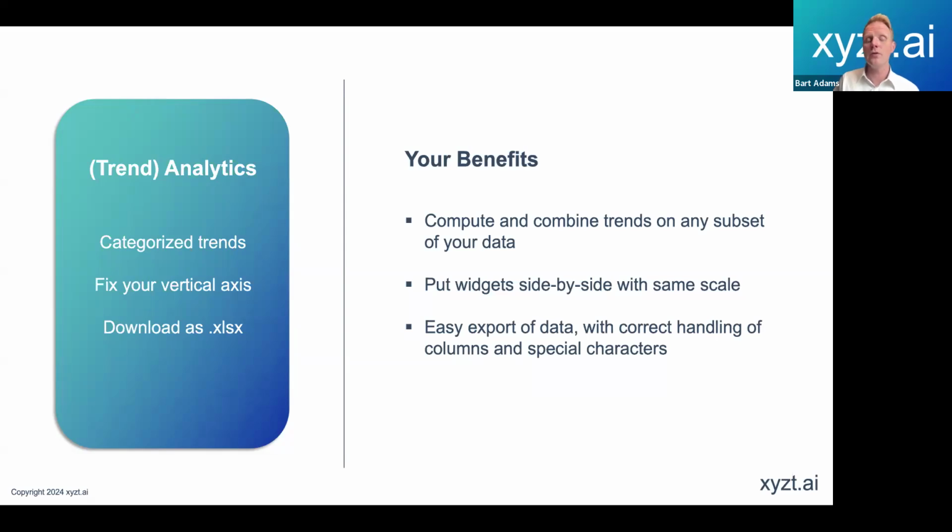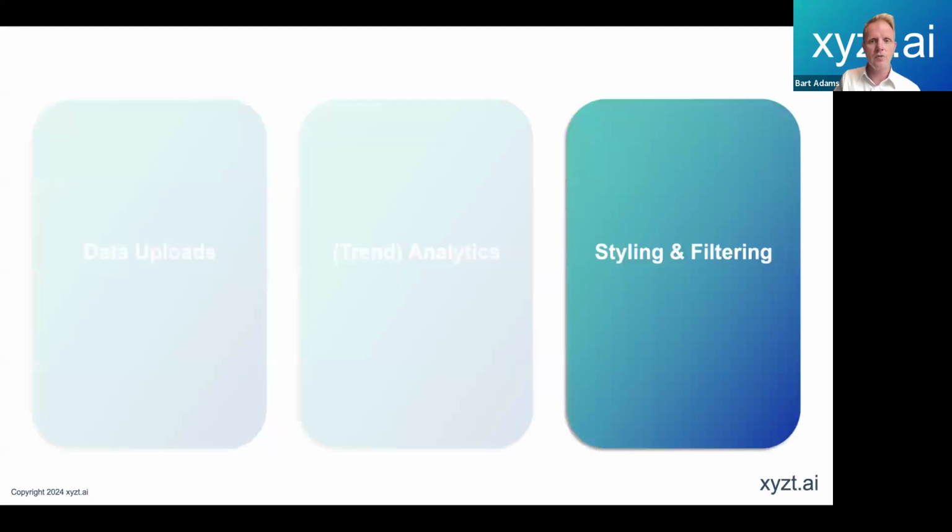If you use the vertical axis scaling, which I didn't show in the demo, you can easily put multiple graphs next to each other on the dashboard, and you can be sure that the scale will be consistent. We also saw that export to Excel is a huge time saver. It just opens, while, as you might know, with CSV, it is not always like that, especially if you're working with CSV and Excel. So those are the main improvements on the trend analytics.